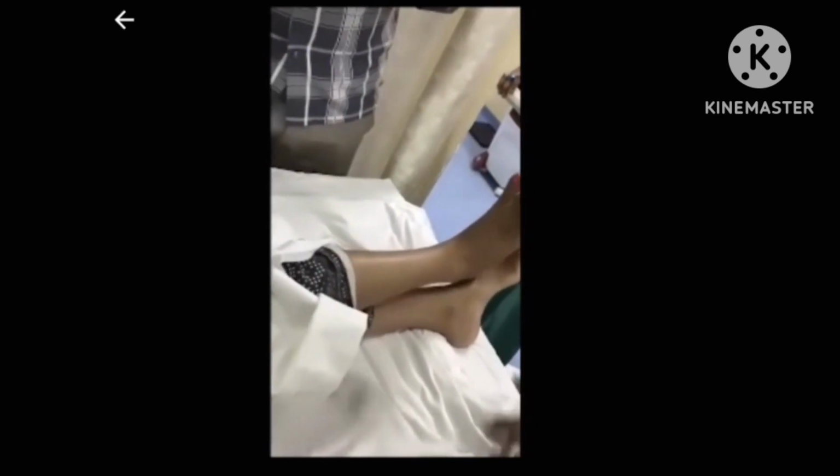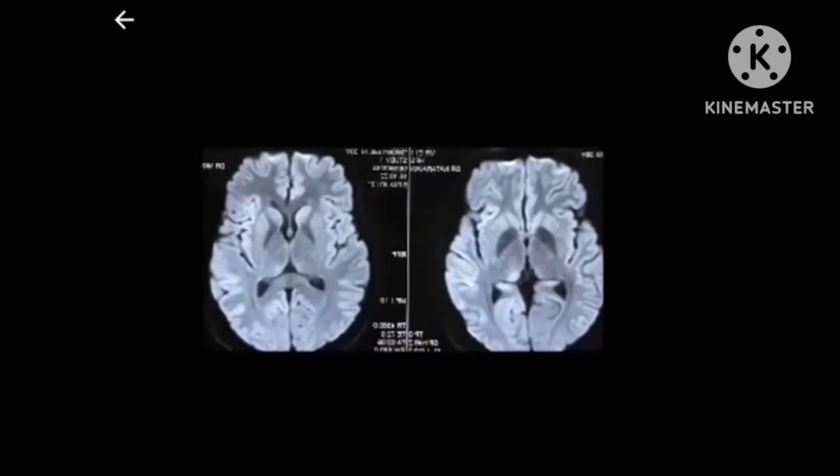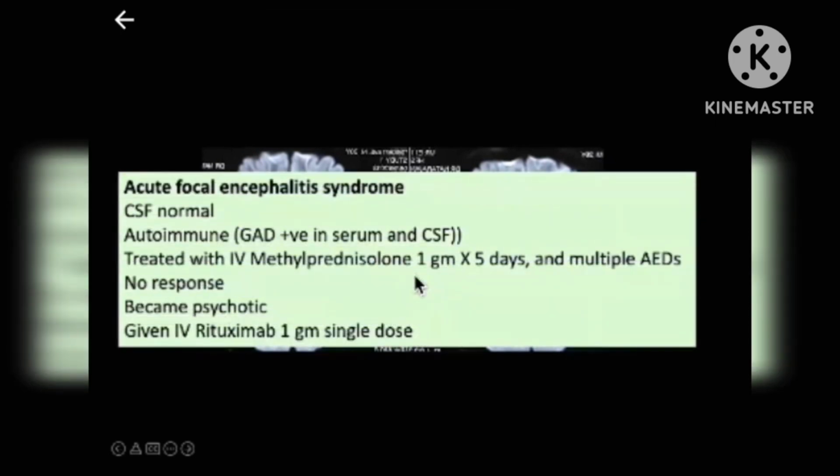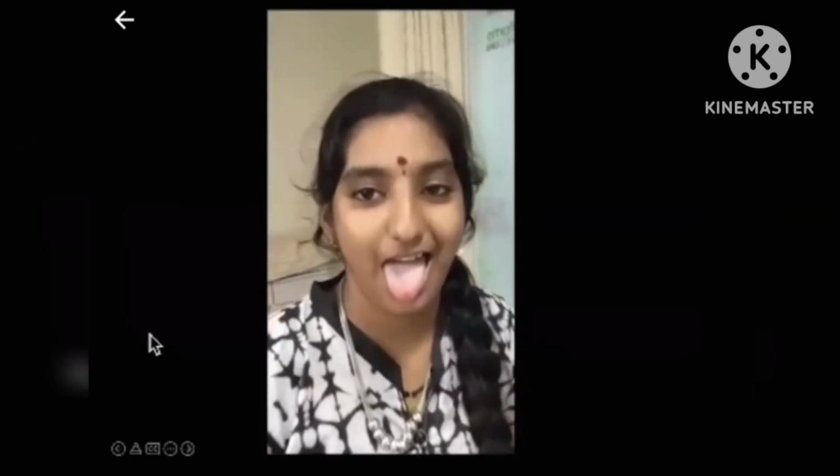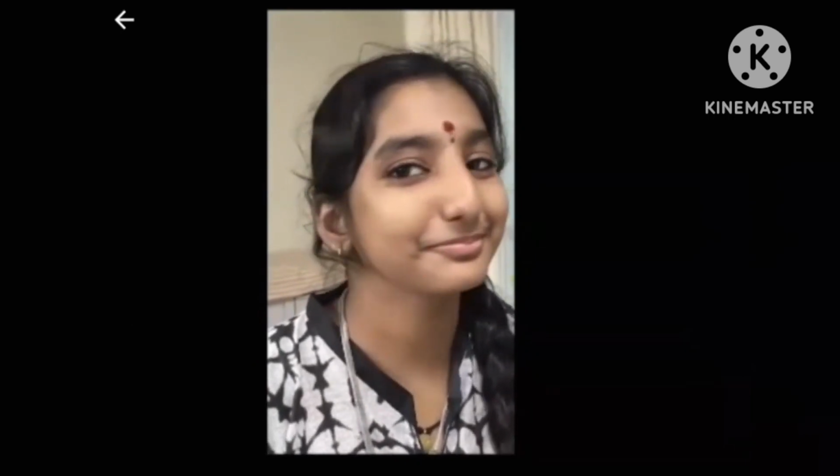Here, neuroimaging is the first thing. Okay, very good. So she's fully conscious, aware, focal aware seizures. And we could see some hyperintensity in the left side. And this is an acute focal encephalitis syndrome. And in her, we found that it was an autoimmune focal encephalitis. So GAD was positive in the CSF, and she was treated with methylprednisolone. She was given rituximab. And you see, when we give rituximab, after 2 weeks, completely normal. And the jerks are only, see this?